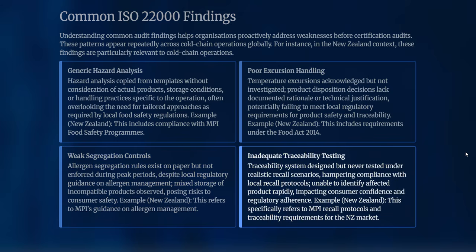And then you have also inadequate traceability testing. Another common one also. Those could result in major findings, major non-conformance, and can delay your certification. So you know now how to avoid them. Here, inadequate traceability testing means the traceability system is designed but not tested under realistic recall scenarios. Okay? So when you are conducting your recalls, you need to conduct them in a realistic manner.